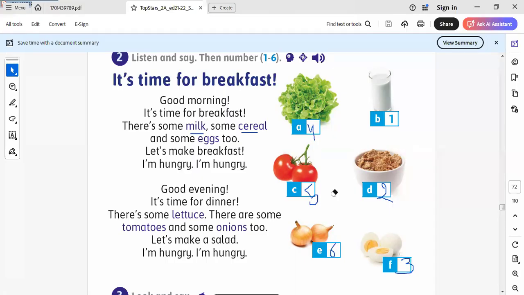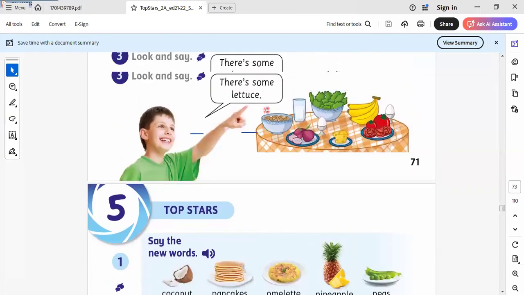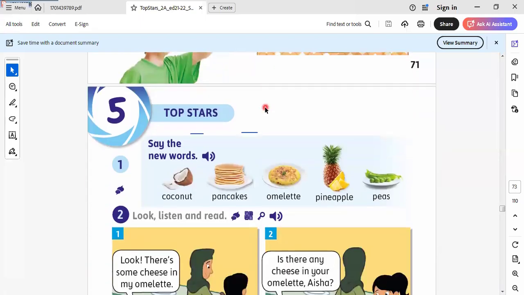Let's go to another one here. Another item in this module: there is some lettuce. Here is some lettuce, treated as singular.